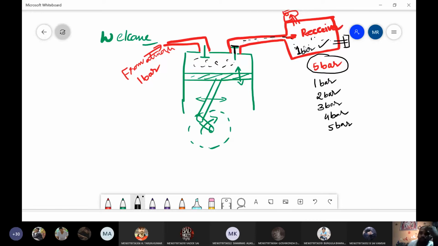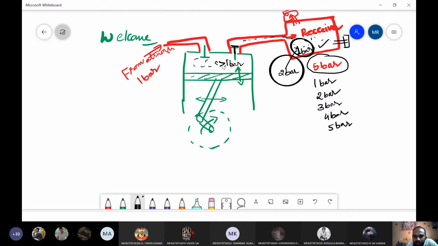Now 1 bar pressure is already there. In the second cycle, in order to open the delivery valve, should the pressure inside this air compressor be greater than 1 bar or less than 1 bar? Greater than 1 bar. If the pressure is greater than 1 bar, then only this delivery valve will open and thereby the air will go to the receiver tank. Now let us assume the pressure inside the tank is 2 bar.